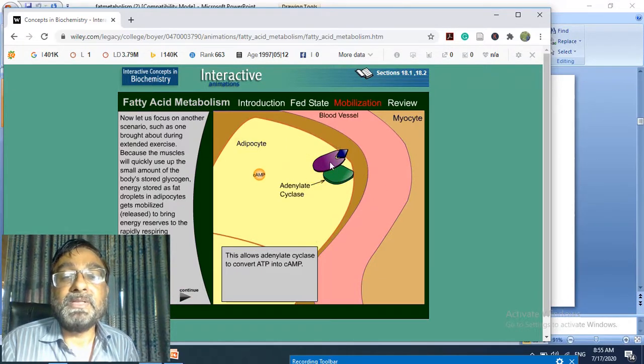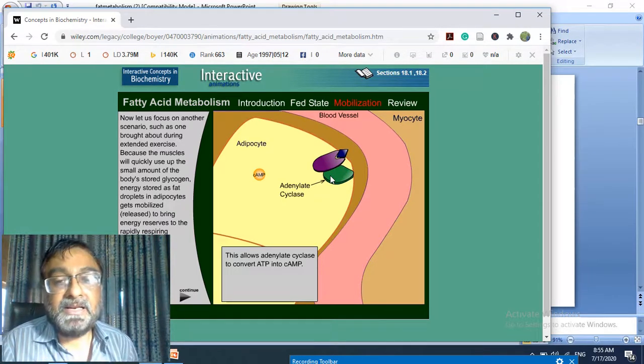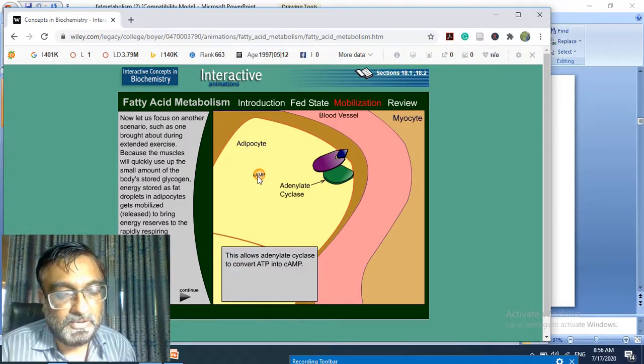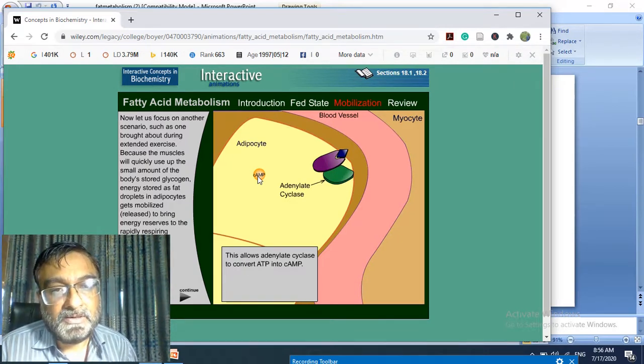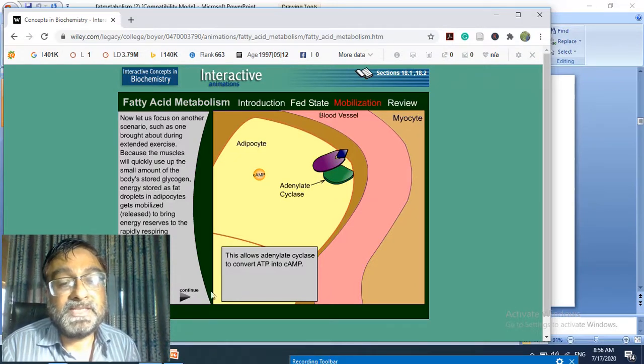So when it binds with the specific receptor, that will activate the adenylate cyclase. It's an enzyme, adenylate cyclase. When the hormone combines with the receptor, it becomes active, and as a result of its activation, cAMP is formed. As I told you earlier, formation of cAMP is the triggering point for activation of the whole system. So this allows adenylate cyclase to convert ATP into cAMP. You can see here.